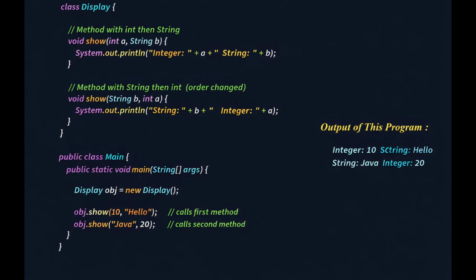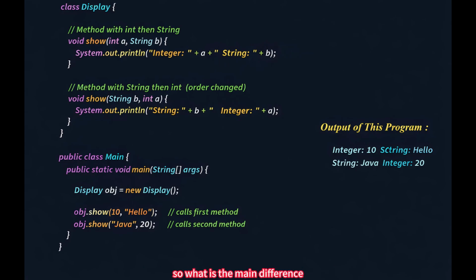First method, void show(int a, String b). This method takes first parameter as int, second parameter as String, and it prints the integer value first and then the string value. Second method, void show(String b, int a). This method also takes one String, one int, but here the order of parameters is changed.